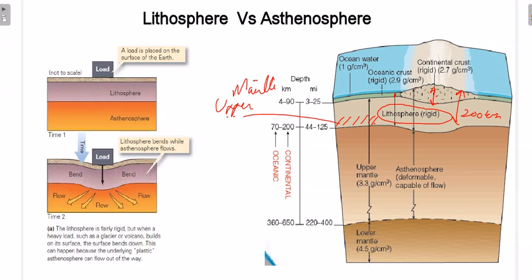Okay, while if we combine the oceanic crust and the lithosphere, then the thickness is around 70 kilometers. Okay, but remember, lithosphere does make the upper part of the mantle also.